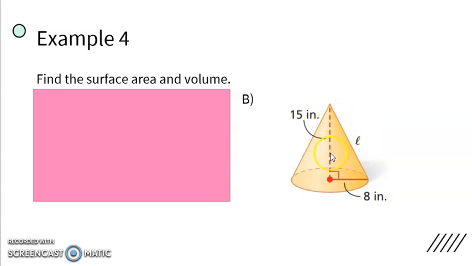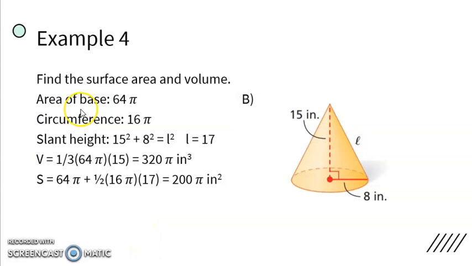And notice what shape this makes. We have 15 inches here, 8 inches here. That looks just like a right triangle. So we're also going to use Pythagorean theorem. For the area of the base, I just did pi times the radius squared. The radius is 8, so you get 64 pi. For the circumference, it's 2 times the radius to get 16, and then times pi.